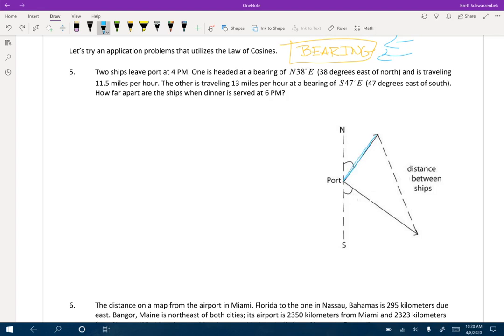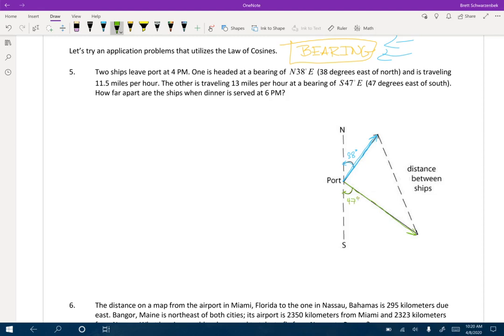So remember, we always measure bearings to the y-axis. So that's going to be north 38 degrees east as our bearing. It says it's traveling at 11.5 miles per hour. Okay, we'll get to that in a second. The other is traveling 13 miles per hour, again in a second, at a bearing of south 47 east. Okay, so it looks like that's this ship traveling in the southeast direction. Measured to the y-axis, the bearing is 47 degrees.